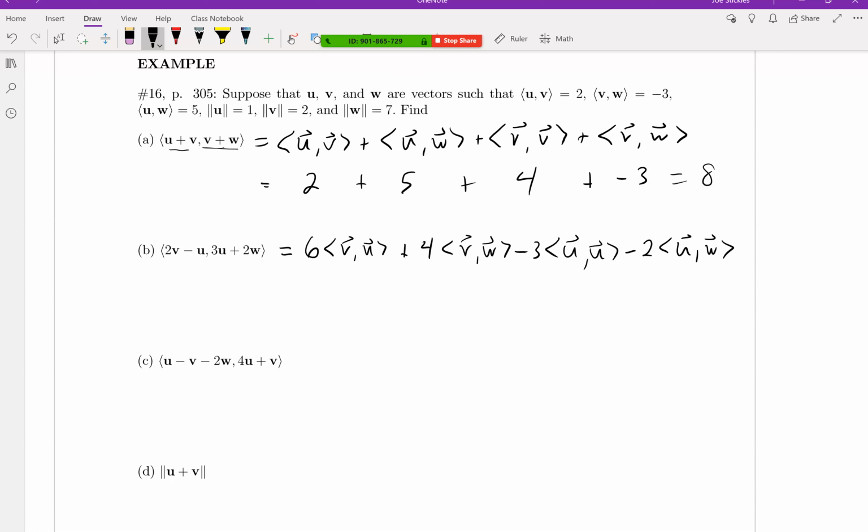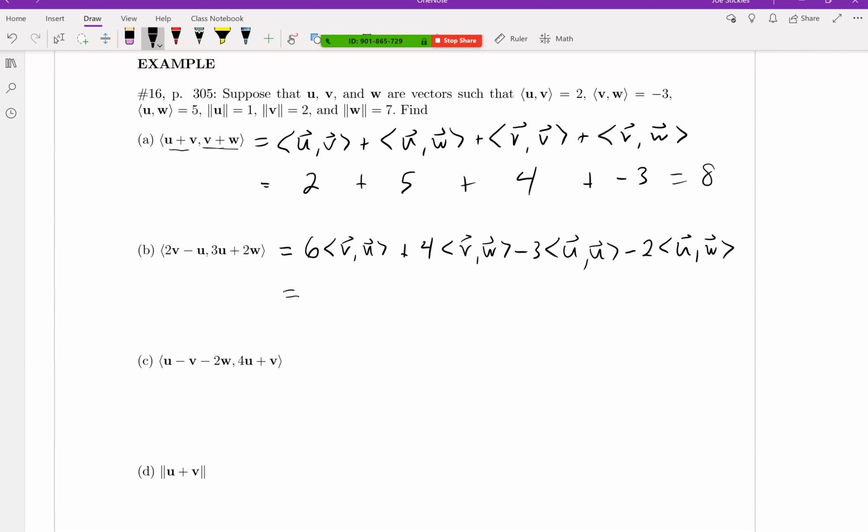But again, the reason why that works is because we have axioms 2 and 3 plus the commutativity axiom. That allows us to do left distributivity, right distributivity, as well as pull constants out of the first component and the second component.